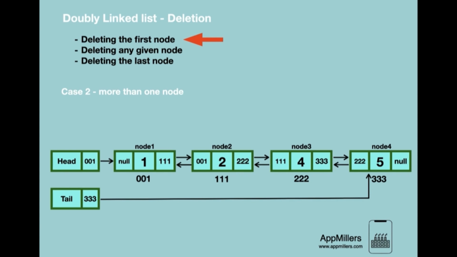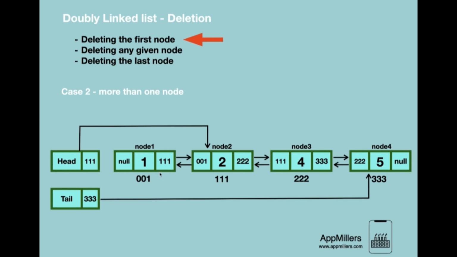Let's say our double linked list is like this. Here we have more than one node and we want to delete node 1 over here. So how do we do it? Here all we have to do is update the head reference to point to node 2. If we update the head reference with the next reference of node 1, this will create a link between head and node 2. So if I set head to 111, which is the physical location of node 2, this creates a link between head and node 2. And by doing this, we delete the link between head and node 1.